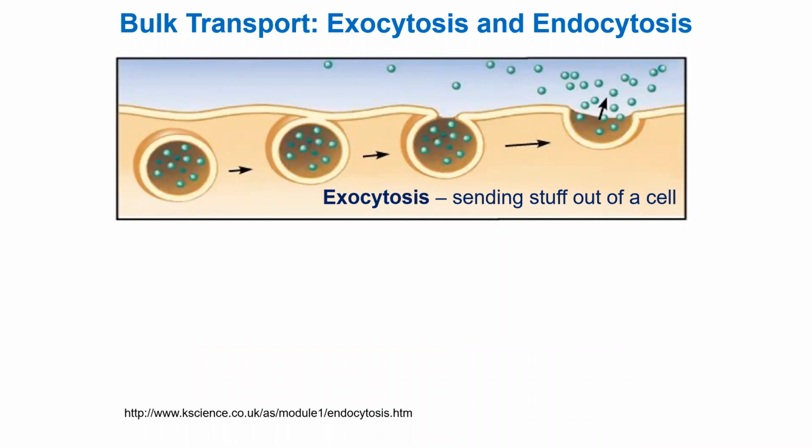We have exocytosis. So exo, by the way, means out. Cyte means cell. And osis means process. So this means the process of getting something out of the cell. Endocytosis means in. So if you take a look at what exocytosis is, you have something inside the cell and it's surrounded by a membrane, and that membrane fuses with the plasma membrane and releases whatever it is. So this could be some waste products or something like that.